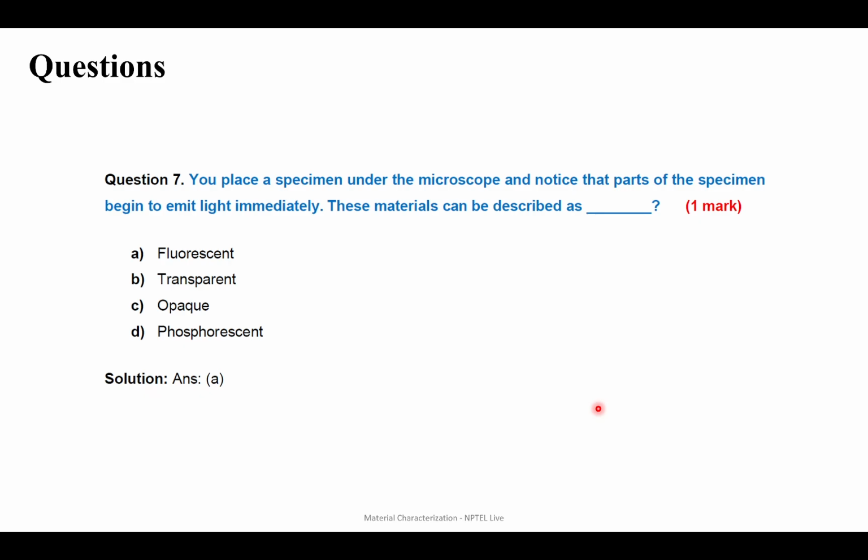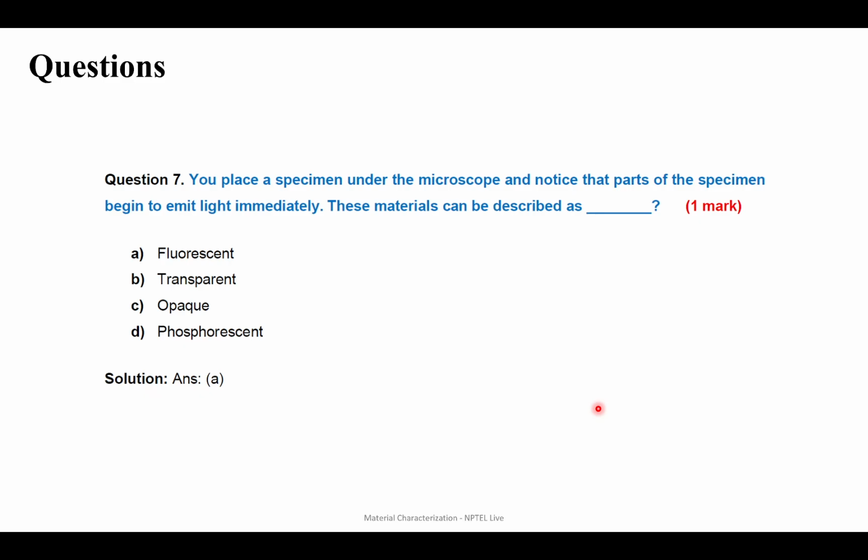But the difference is that fluorescence is immediate. That is, as soon as you shine light on your specimen, it will also start emitting light, and it also stops immediately. So as soon as you stop shining light on the specimen, within few seconds or milliseconds, it will stop emitting light. That is called fluorescent. In phosphorescent, this process is delayed.